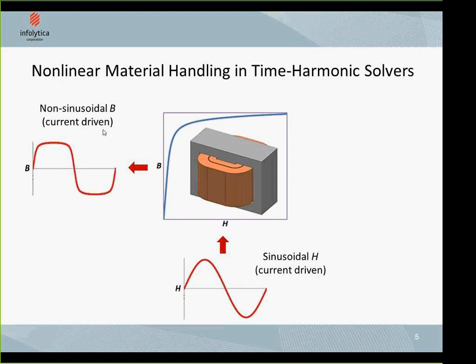So what do we get from these two plots? We see that depending on the source that you have, it's going to affect the resultant waveform. Whether you have a current driven or voltage driven case, you're going to have fields that are non-sinusoidal. And as I said before, the time harmonic solver is a single frequency solver. So how do you then approximate these nonlinearities?